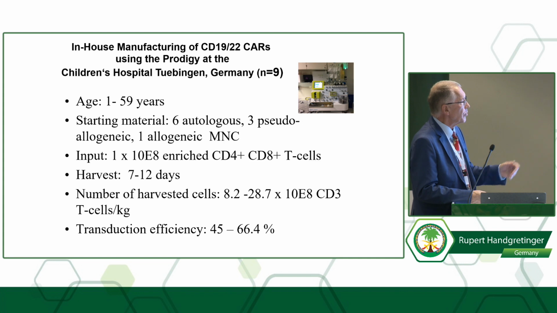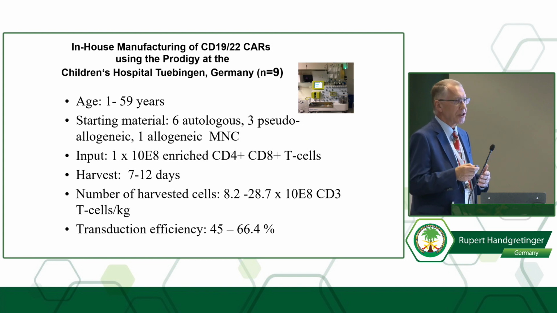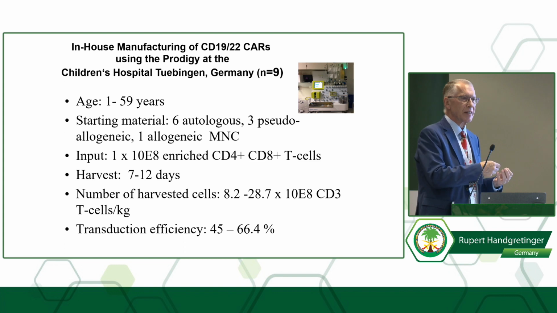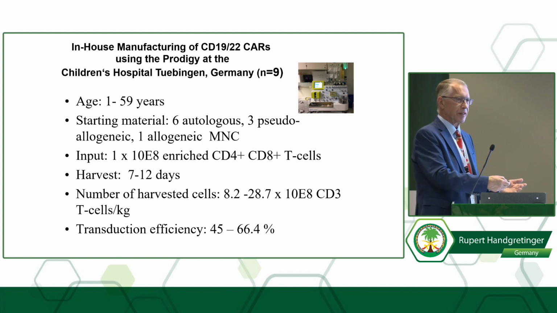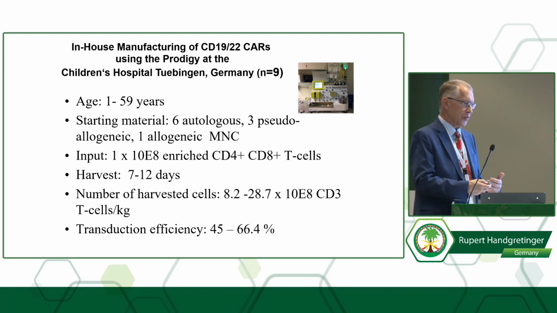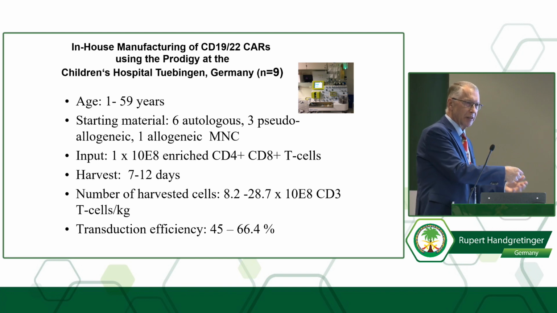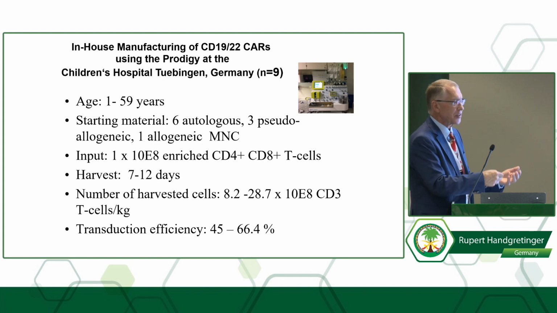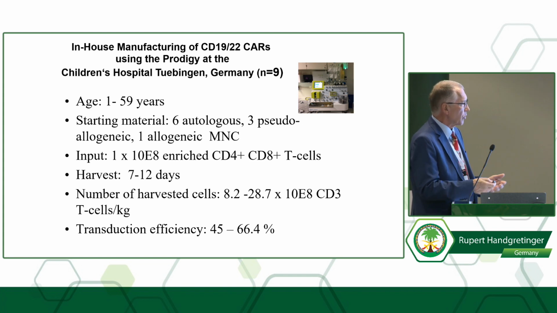We have done this in Germany in my hospital, and you see not only children, but there were also adult patients. This was 6 autologous, 3 pseudo-allogeneic, and 1 allogeneic CAR T cell donor. Pseudo-allogeneic means that the patient already received a transplant, and the lymphocytes were collected after transplant, but of course they were originally from the donor, because the patient was engrafted with the donor cells. And 1 completely allogeneic donor had donated the cells directly for after transplantation, so not from the patient, but from the donor directly.